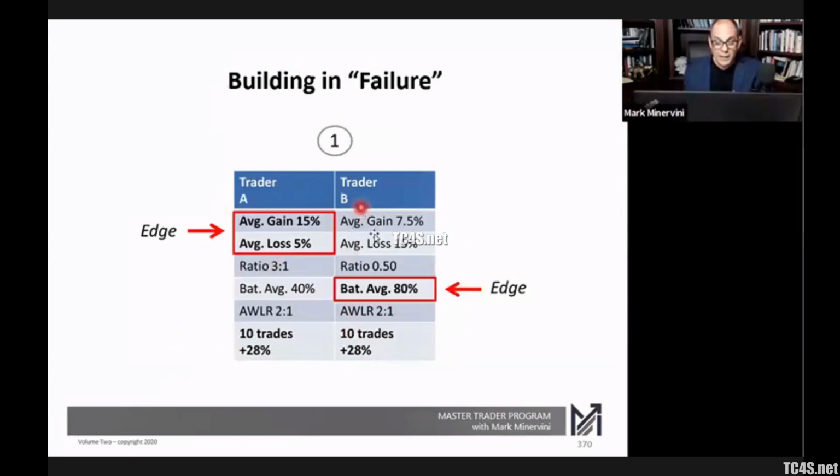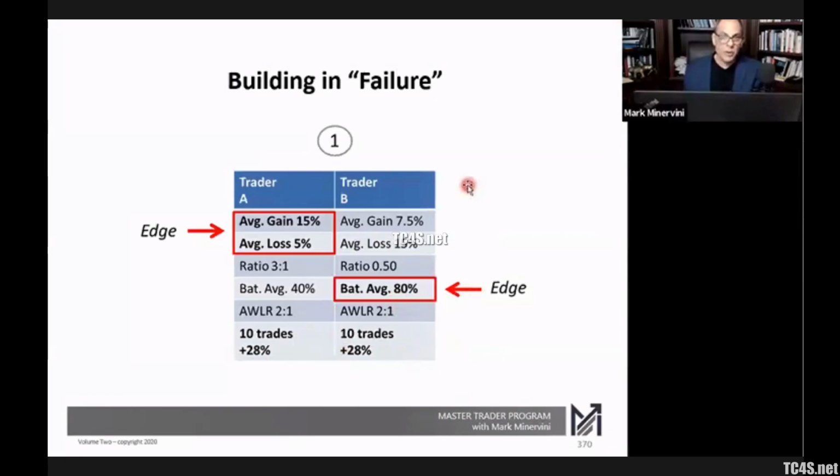Okay, trader B has a complete inverse risk reward ratio as trader A. His average gain is 7.5%, and his average loss is 15. So he's 2 to 1 risk versus reward, right? Negative R, a ratio of 0.5. However, his batting average is 80%. So 8 of his trades are winners, 2 are losers.